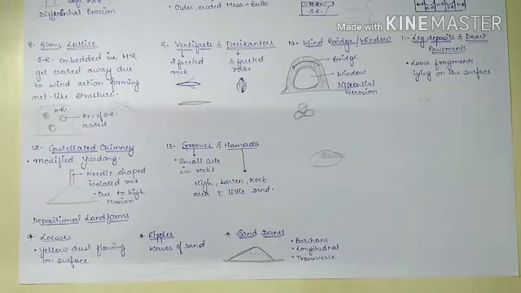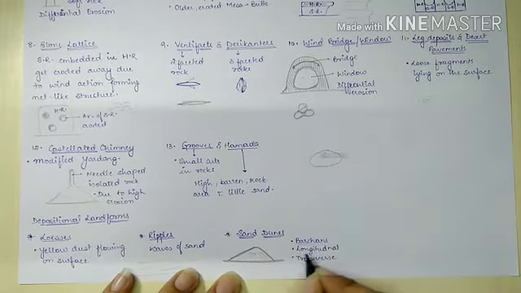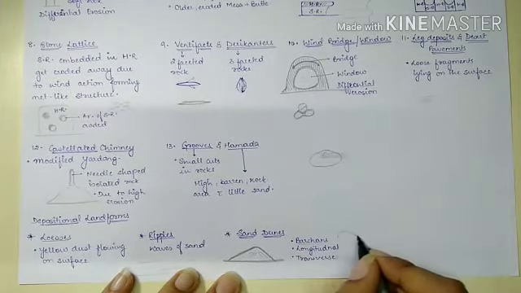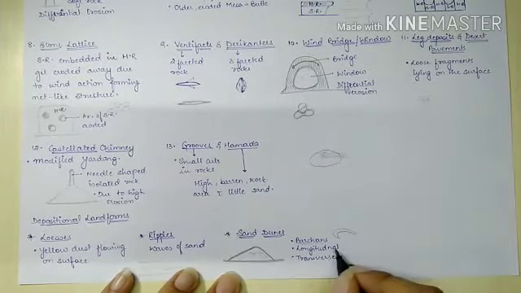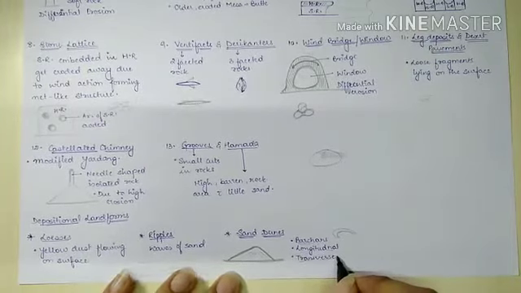Next we have sand dunes. Sand dunes are the most important depositional structures. Sand dunes are formed due to accumulation of wind-blown sand in the form of a hill. They are basically of three types: mainly barkhans, which are crescent shaped, next is longitudinal, and next is transverse.